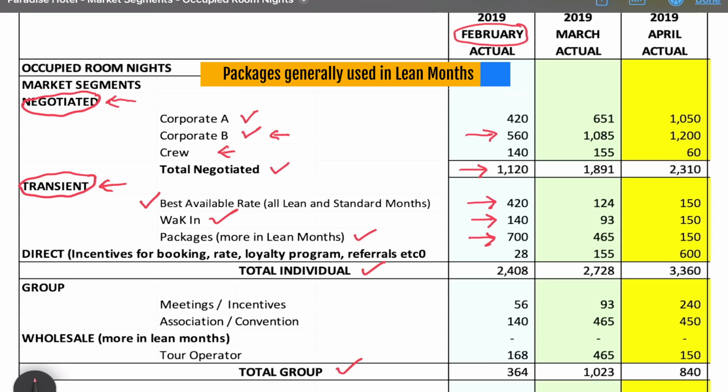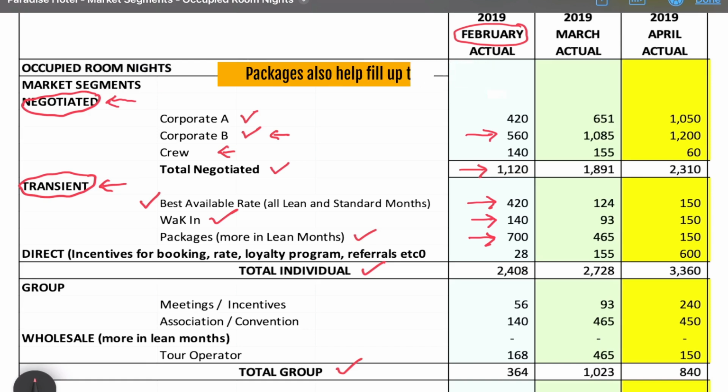In fact, the packages are higher than even the corporate A and corporate B, as you can see, because the whole purpose of the packages is to fill up the hotel. Considering that it's a lean month where the hotel is running 60% occupancy or 66%, it's important that the hotel is able to increase its occupancy, and packages help in doing that.